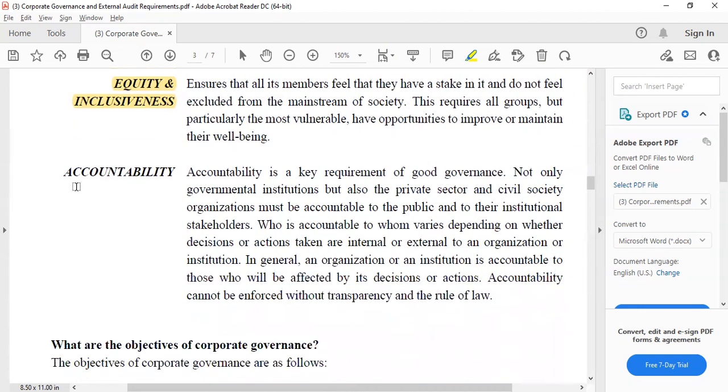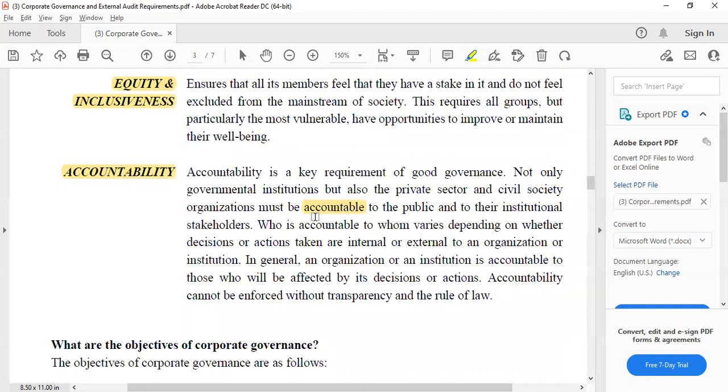And then last characteristic of good governance is accountability. Accountability is a key requirement of good governance. Not only governmental institutions, but also the private sector and civil society organizations must be accountable to the public and to their institutional stakeholders.